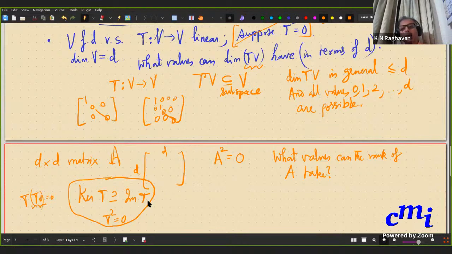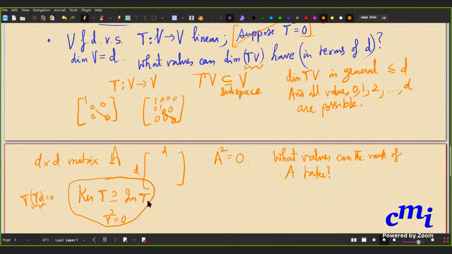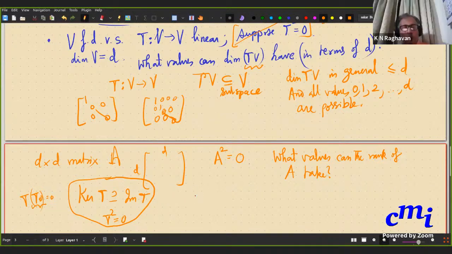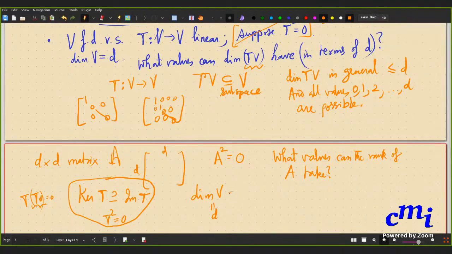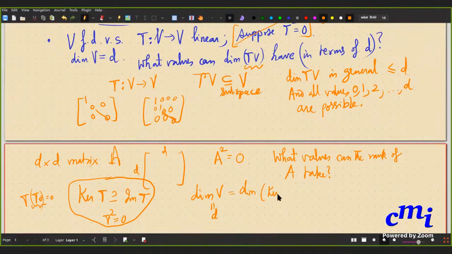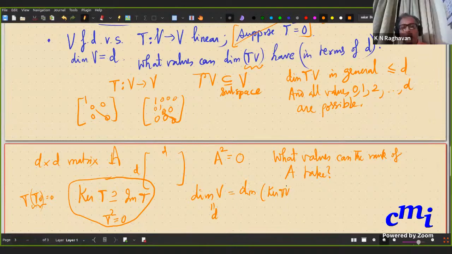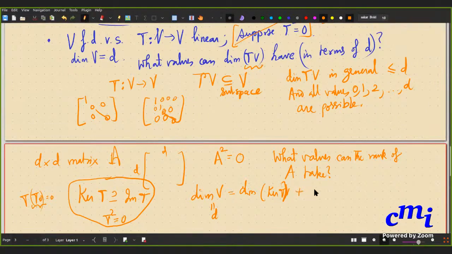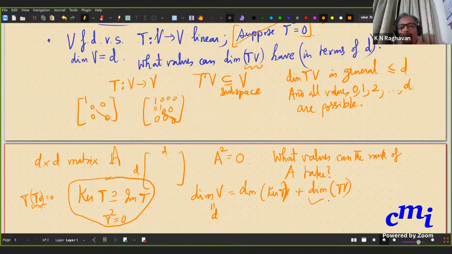So what does the rank nullity theorem say? Dimension of V equals rank of T plus nullity of T. Dimension of V, which is D, what we have taken, right? Yes, is equal to dimension of range plus dimension of kernel. Dimension of kernel of T plus dimension of range, which is T. So I'm asking you about this.